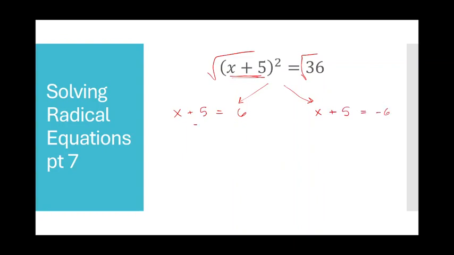And then we'll solve each of these for x. So x could be 1, but x could also be negative 11. Those are our two solutions.